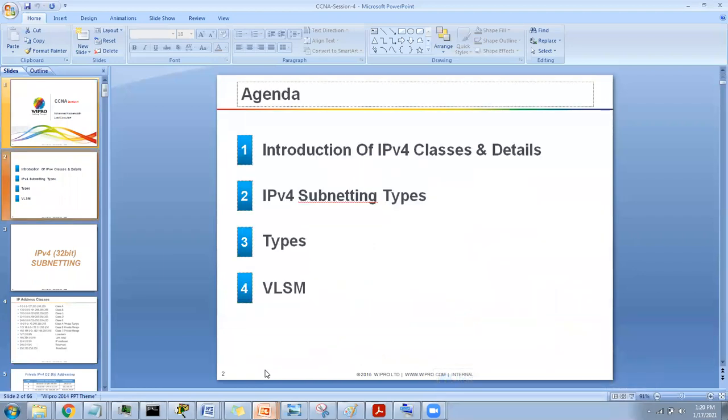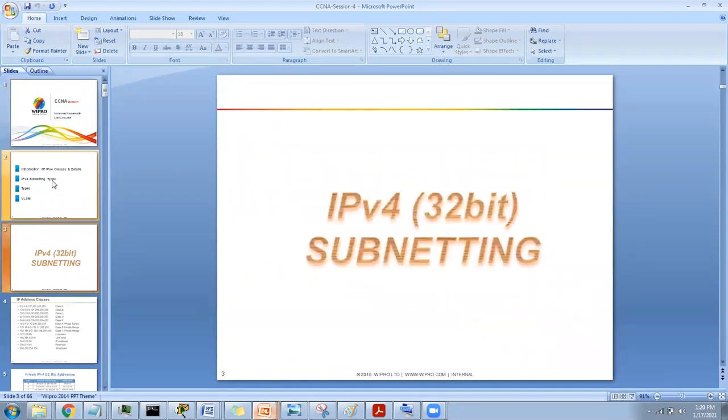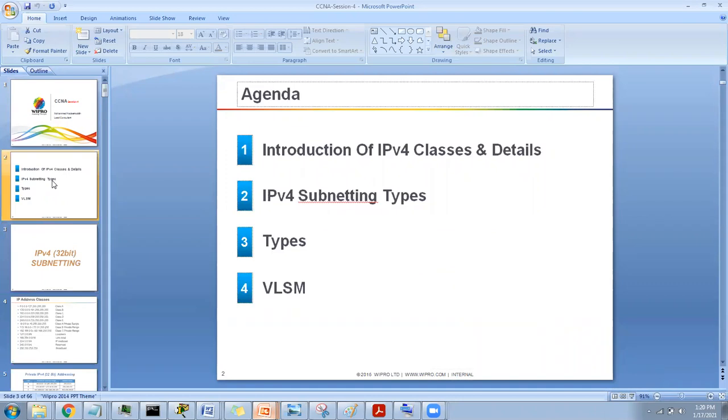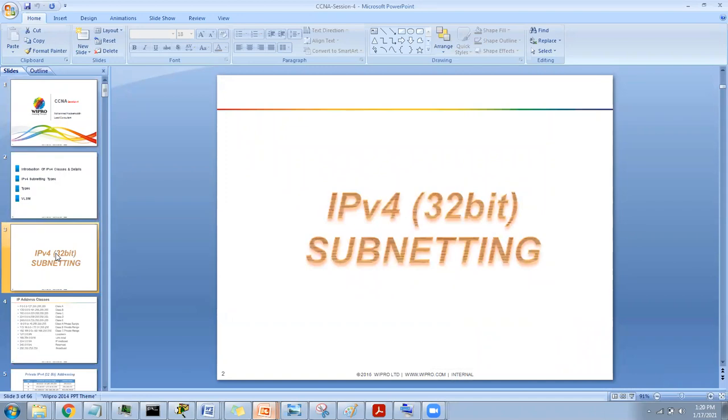This is the theoretical stuff, and some calculation things are there. First thing first, an introduction of IPv4. We'll see some detail, then IP subnetting types and VLSM, FLSM. Okay, so IPv4. Remember, IPv4 is a 32-bit address.